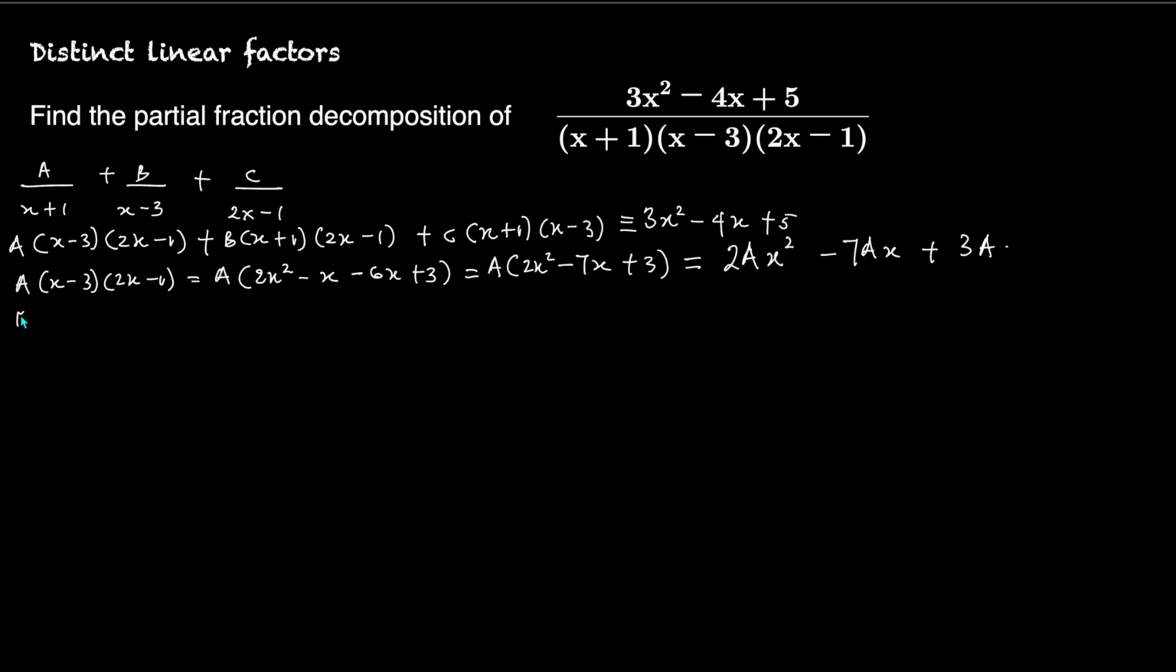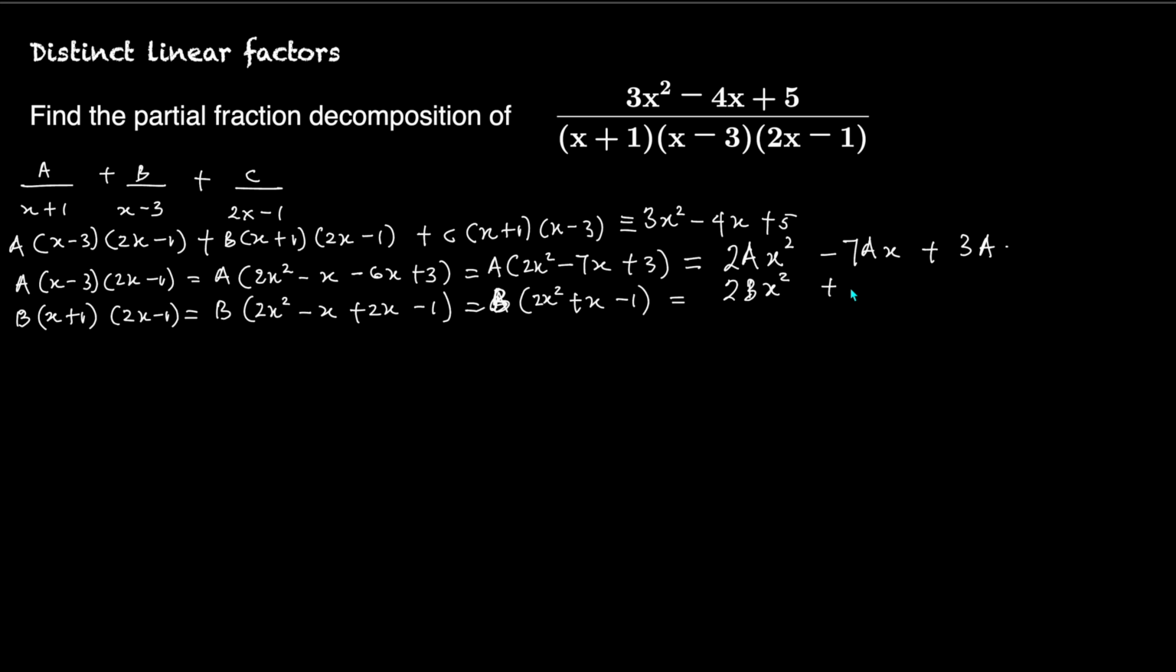For B, we do the same. B times (x plus 1)(2x minus 1). We have 2x squared minus x plus 2x minus 1. So that simplifies to B(2x squared plus x minus 1). So this equals 2bx squared plus bx minus b.